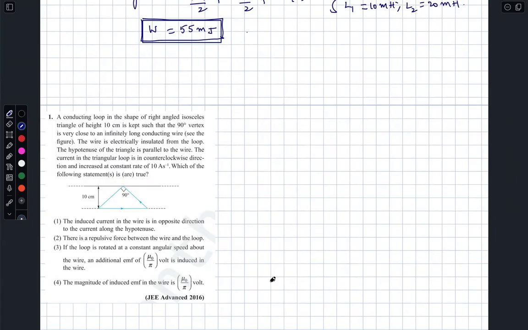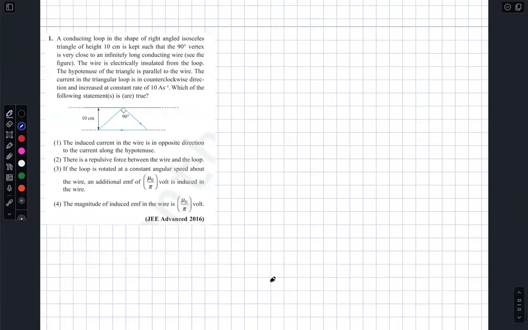So, in this previous IIT type question, what you have is a conducting loop in the shape of a right-angled isosceles triangle of height 10 centimeters, which is kept at 90 degrees. Vertex is close to the infinitely long conducting wire. The wire is electrically insulated from the loop. Okay, fine. And the current is changing at a rate of 10 amperes per second. Which of the following statements is true?